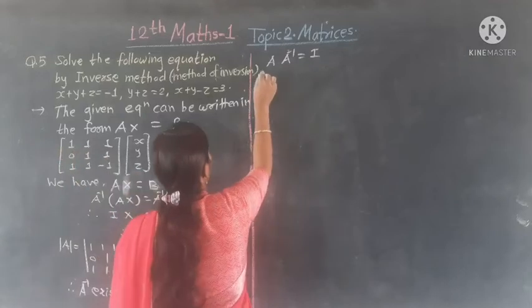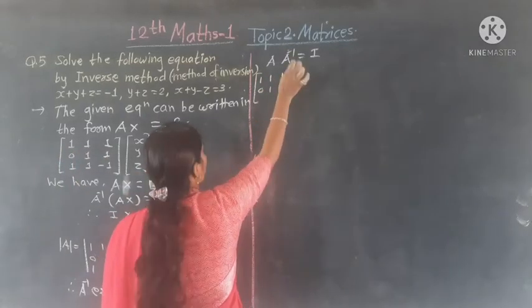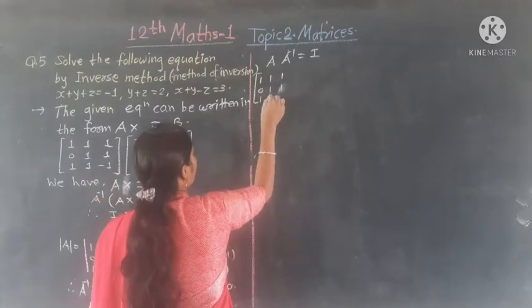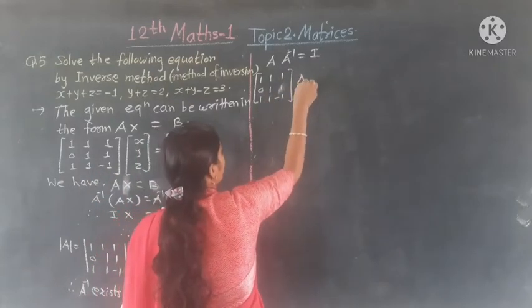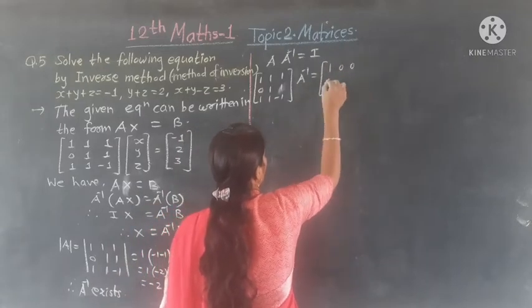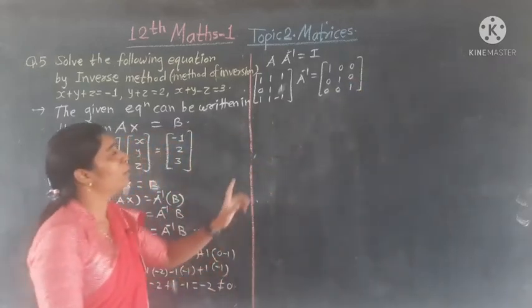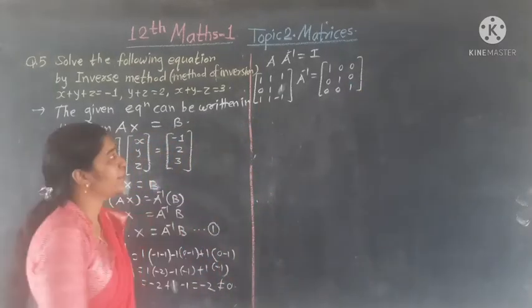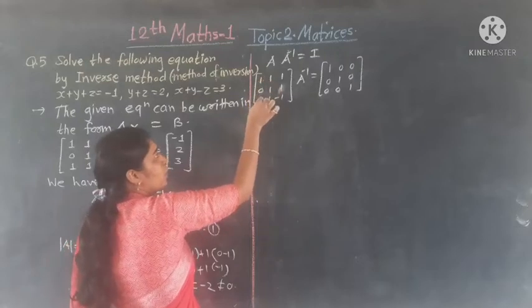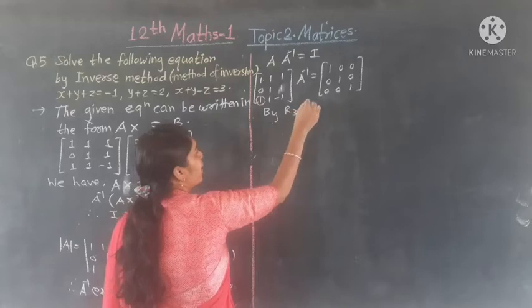What is the A matrix? You write A matrix 1 1 1, 0 1 1 and 1 1 minus 1, into A inverse is equal to identity matrix 1 0 0, 0 1 0, 0 0 1. Now we convert this into identity matrix. Here 1 is there, 0 is there. We want this 0. So by R3 minus R1.